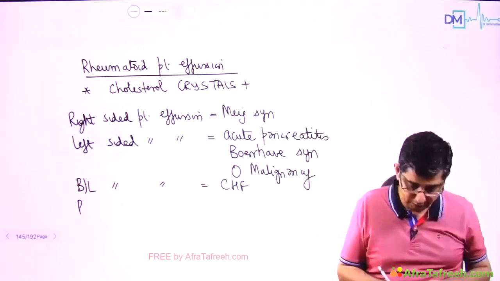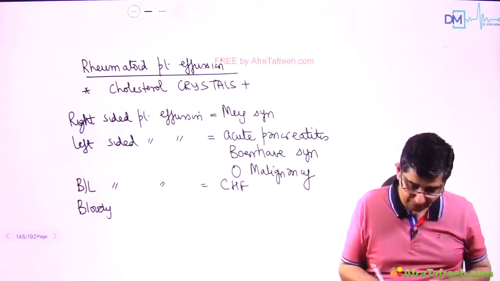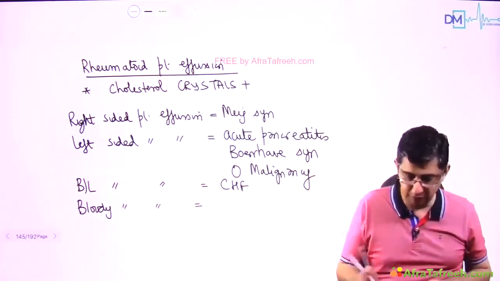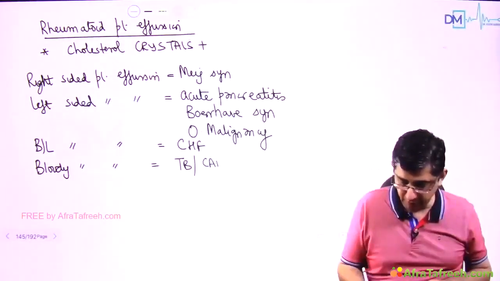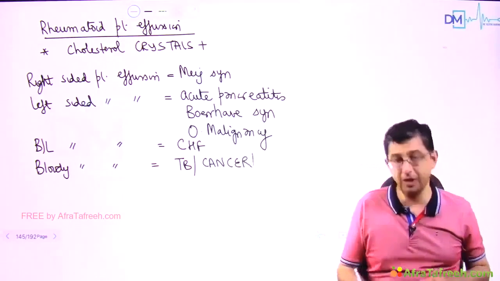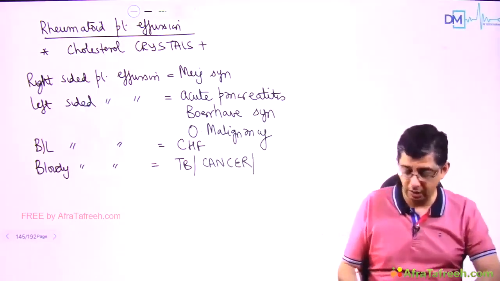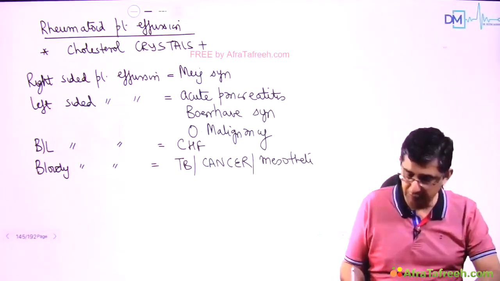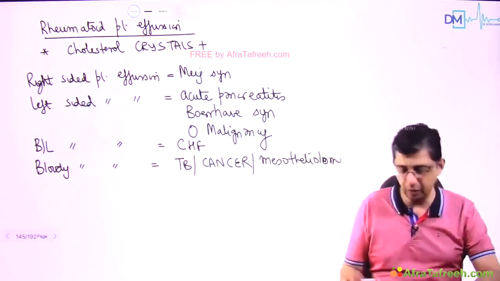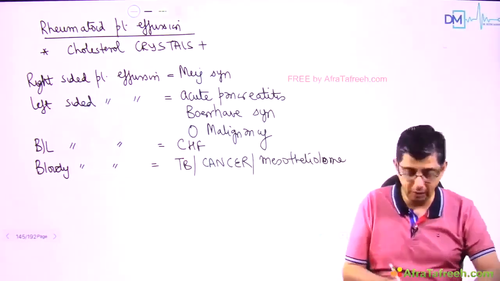And last but not the least is bloody pleural effusion. Bloody pleural effusion can be seen in tuberculosis. It can obviously be seen in lung cancer like adenocarcinoma or squamous cell cancer or any other lung cancer. And then even mesothelioma can be having a bloody pleural effusion. Bleeding diathesis and trauma I have not written because that's understandable.